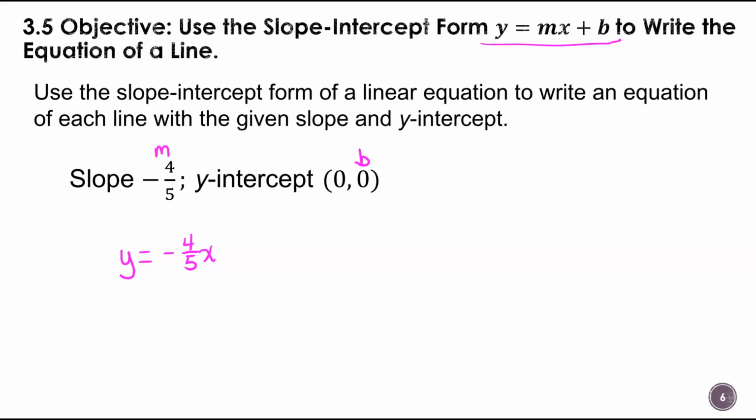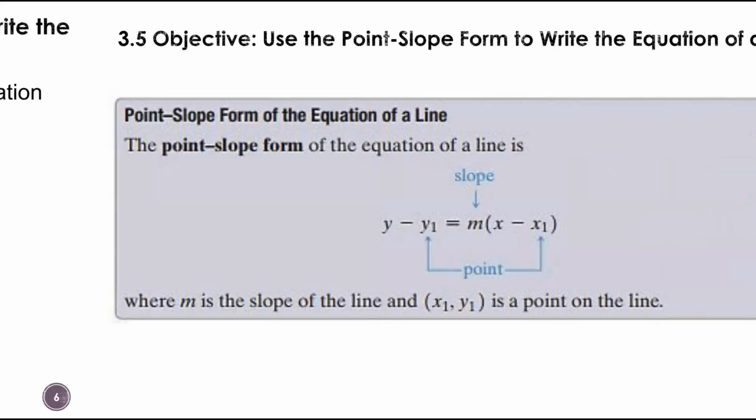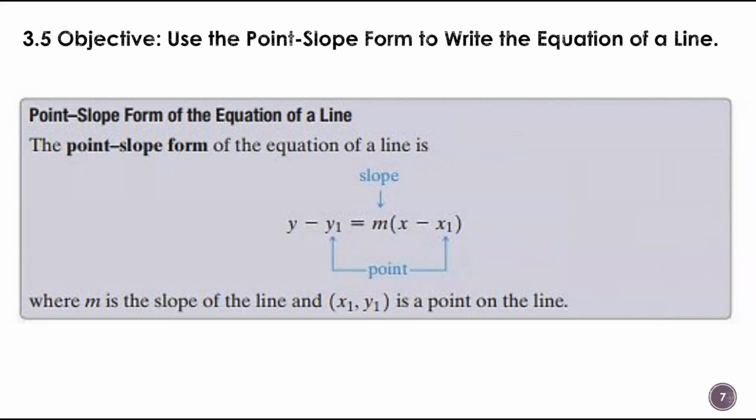Okay, so this is writing equations when we're given the slope and the y-intercept. What happens if we're not given the slope and the y-intercept? Well, we can do something called point-slope form.